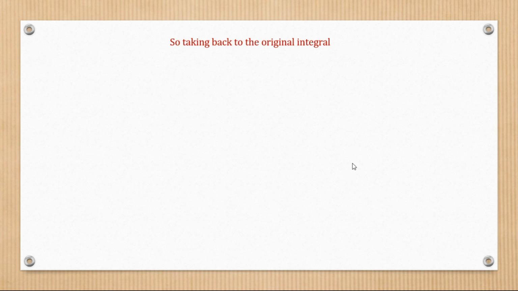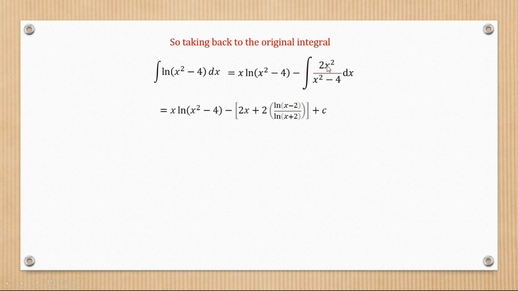So how will this look? So this is what we'll have. So now we have the integral of ln(x squared minus 4) being equal to x ln(x squared minus 4) minus this. But now remember, we found the value for that. So now we have this minus that. So when you open these brackets, we can actually see that we have a minus 2x, minus, so this becomes a negative, minus 2 ln of x minus 2 over ln of x plus 2 plus c.